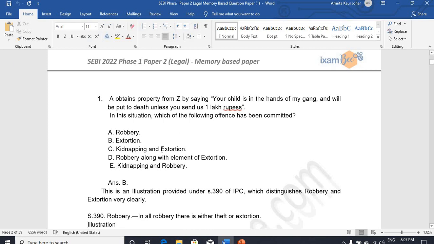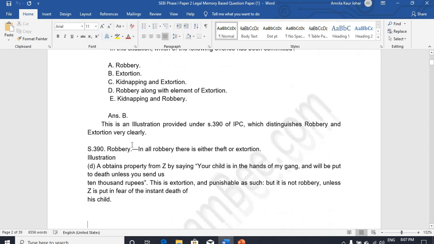So ये क्वेश्चन पूछा गया था IPC से एंड इसको डायरेक्टली पिक किया गया था एक इलस्ट्रेशन से, सेक्शन 390 ऑफ IPC, जो डिस्टिंग्विश करता है रॉबरी और एक्सटॉर्शन को क्लियरली. तो उस इलस्ट्रेशन को डायरेक्टली पिक किया गया था एंड यू हैड टू आंसर दैट विच काइंड ऑफ ऑफेंस हैज बीन कमिटेड एंड द आंसर टू दैट वाज एक्सटॉर्शन, दैट इज बी.